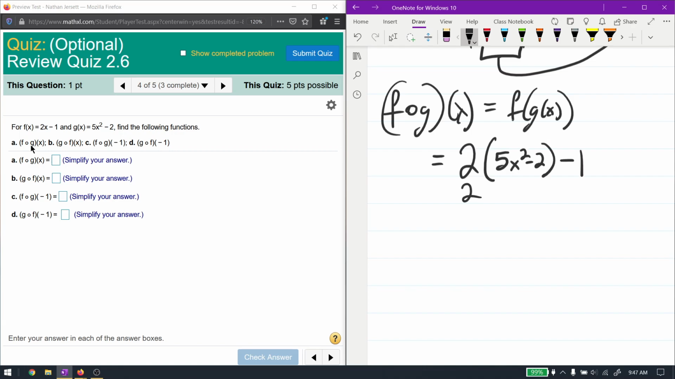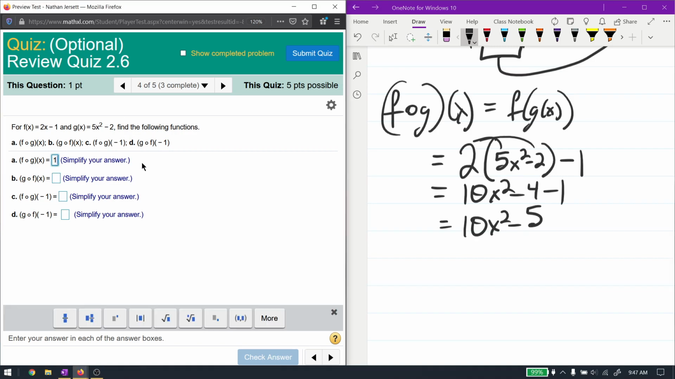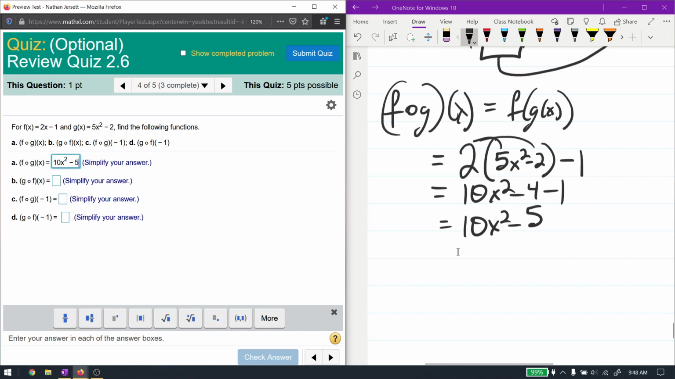This is going to be 2x minus 1, but now the x is changed into g of x. And we can simplify this thing down. Distribute the 2, we get 10x squared minus 4 minus 1. 10x squared minus 5. That is our first function, 10x squared minus 5. Okay, very good.